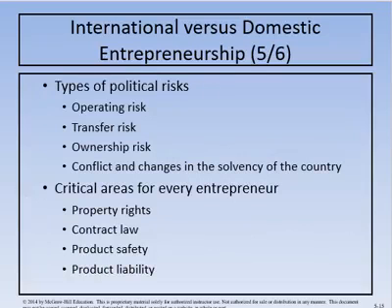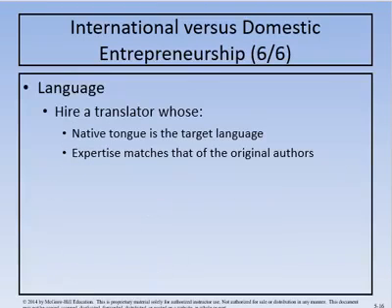Next, the political risk. Look at the operating risk, the transfer risk, the ownership, and conflict. So, as an entrepreneur, you have to be aware of the risks that you will bear. The critical areas are in terms of property rights, contract law, product safety, and product liability. And of course, different countries have different languages. You must hire a translator to make your communication easier.